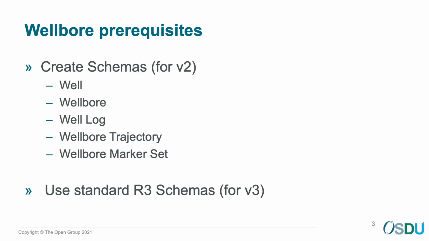Before exploring how to work with Wellbore DMS, you need to know that at the moment there are two main versions, version 2 and version 3. Version 2 was developed before R3 release. It works with custom schemas of wells, wellbores, well logs, etc. And since R3 release, this is not the preferred way. That's why version 3 is coming. Version 3 works with R3 schemas.